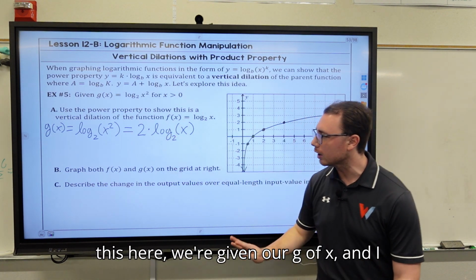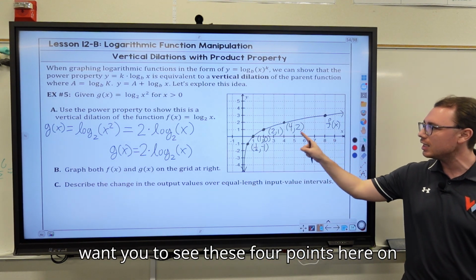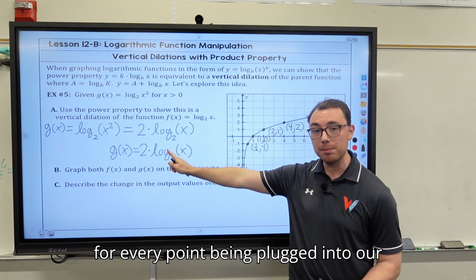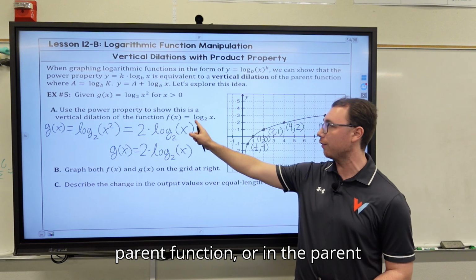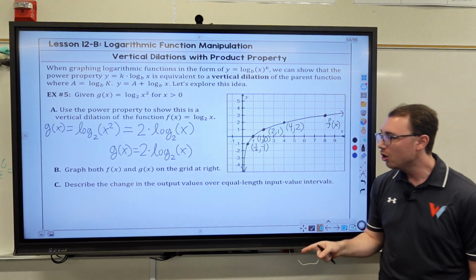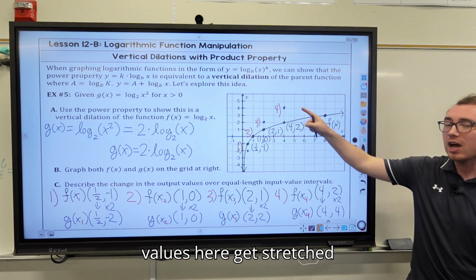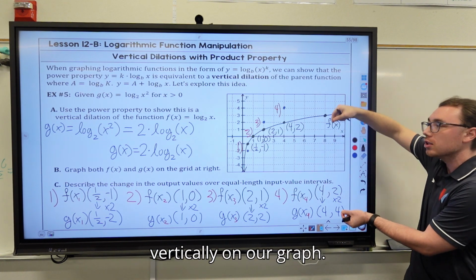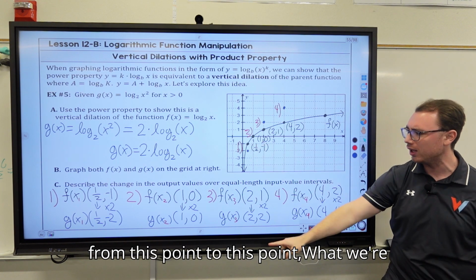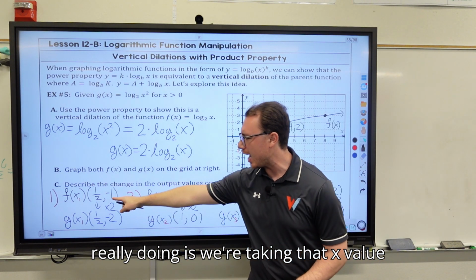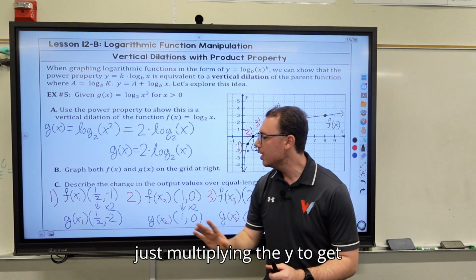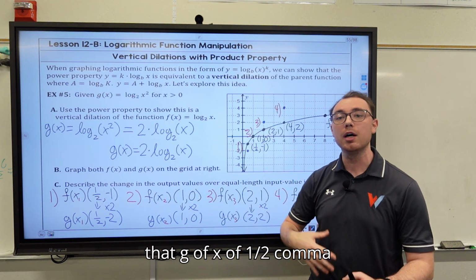So with this, we're given our g of x, and I want you to see these 4 points on our graph get affected. We know that for every point being plugged into our parent function, those y values are going to be multiplied by 2. What happens is that all of these values get stretched vertically on our graph. In this first case, from this point to this point, we're taking that point of 1/2, comma, negative 1, and we're just multiplying the y to get that g of x of 1/2, comma, negative 2.